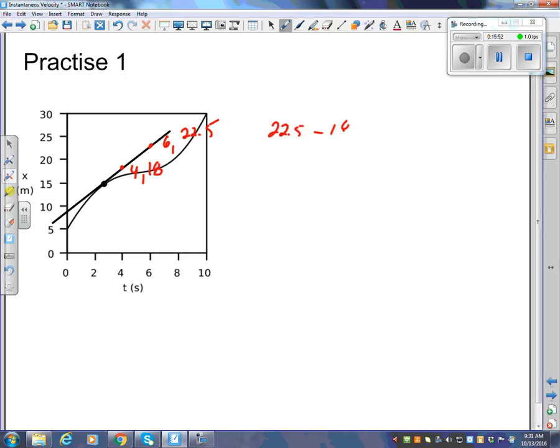And so what's my slope now? 22.5 minus 18 all over 6 minus 4. In this case here, that's going to be 4.5 over 2, which is 2.25 meters per second. Approximately.